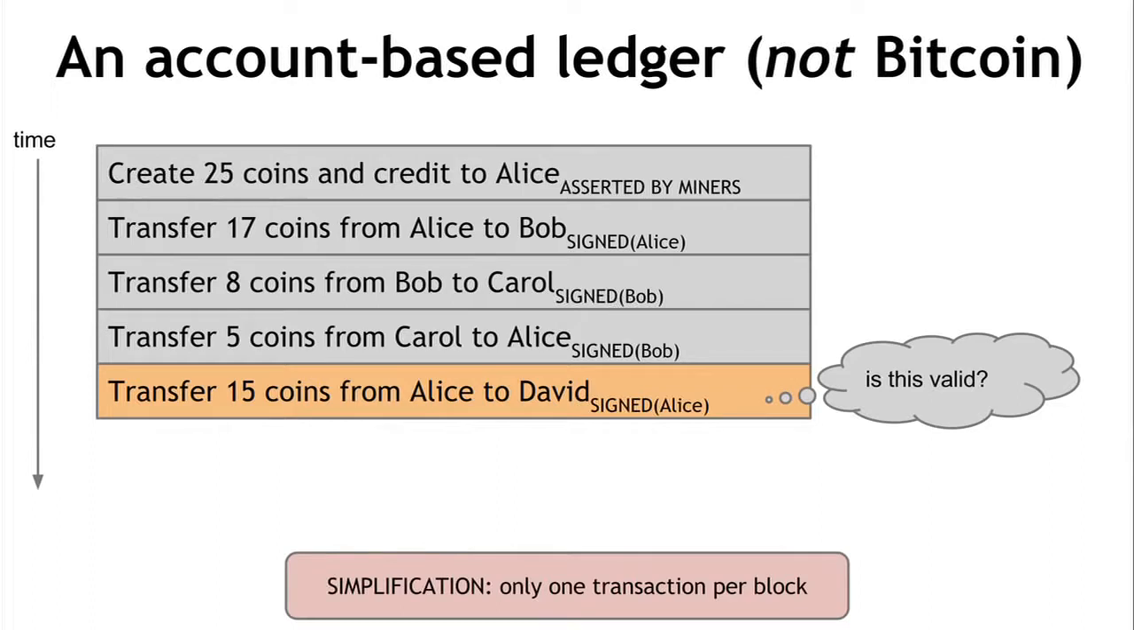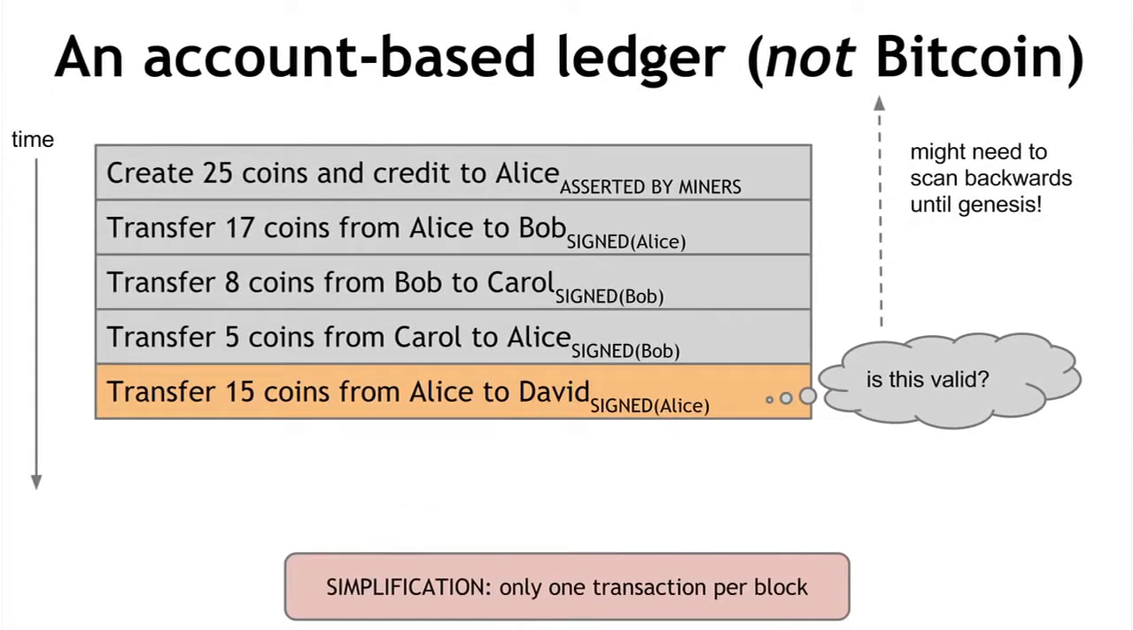Okay, so to tell if this transaction is valid or not, we have to figure out whether or not Alice has the 15 coins that she's trying to transfer to David. And to figure that out, we might have to look backwards forever to the beginning of time at every transaction that's ever involved Alice. Every time Alice has sent or received coins, we need to find all of those transactions and add them up to see if she really has the 15 coins that she's trying to transfer to David. And of course we can make this a little bit more efficient with some data structures that track Alice's balance after each transaction, but that's going to require a lot of extra housekeeping besides the blockchain itself.